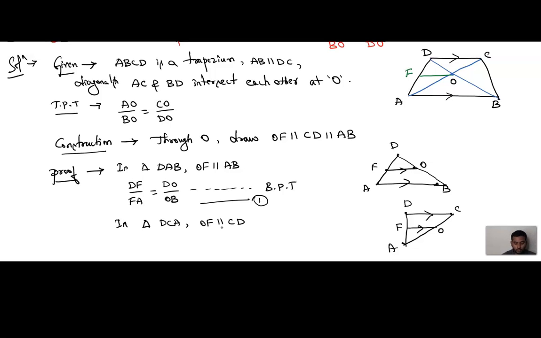Yes child, and one more thing I want to tell you here. In case you are getting confused while making these triangles, what should we do? The logic is very simple. In the first case, what did we write in construction? Parallel to AB. It means OF is parallel to both CD and AB. Yes or no? Now, OF is common.